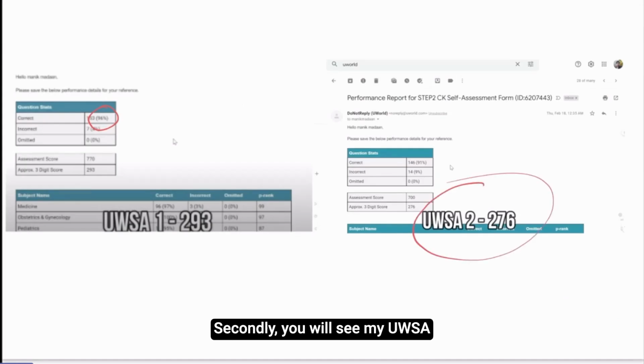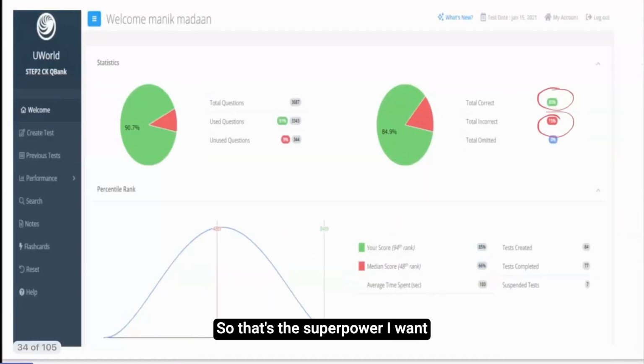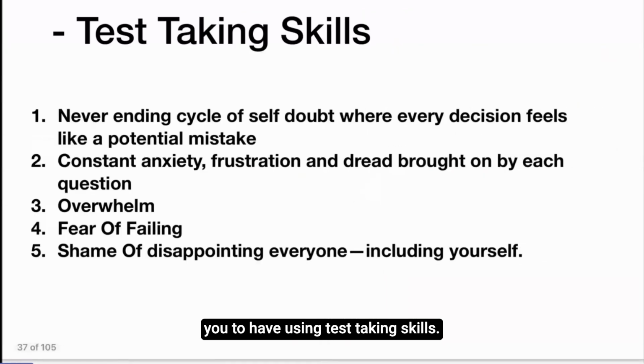Secondly, you will see my UWSA score, this was a UWSA 2. The UWSA 2 score was 276, with a 91% correct rate and only 9% incorrect. And these are the crazy results you get. So that's the superpower I want you to have using test taking skills.